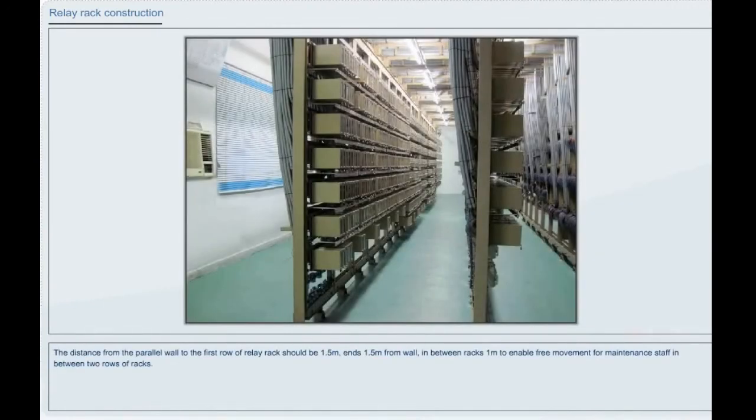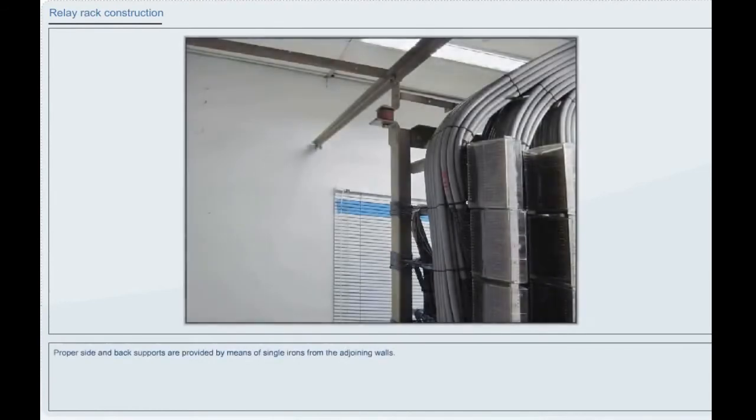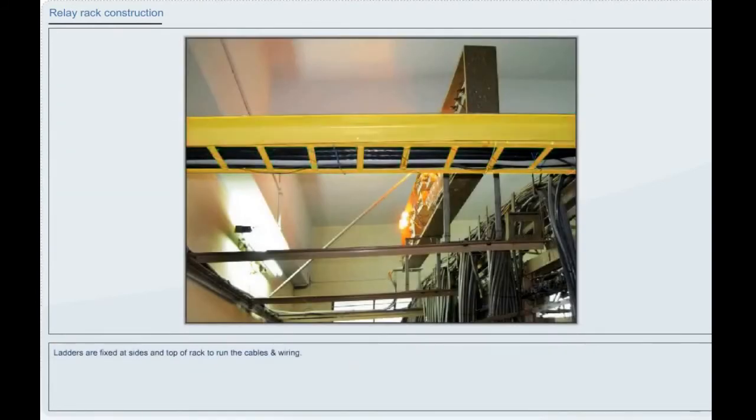The distance from the parallel wall to the first row of relay racks should be 1.5 meters, and the ends 1.5 meters from the wall, with 1 meter in between rows of racks to enable free movement for maintenance staff. In small installations, the tag blocks are provided in the rear of the relay rack. Proper side and back supports are provided by means of single irons from the adjoining walls. Ladders are fixed at the sides and top of the rack to run the cables and wiring.